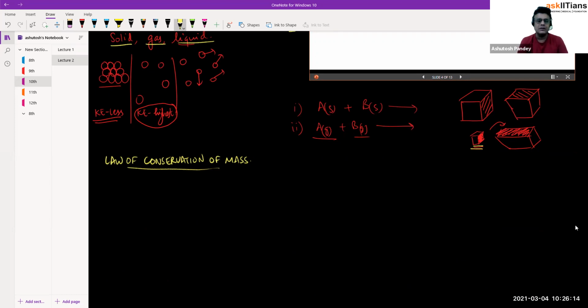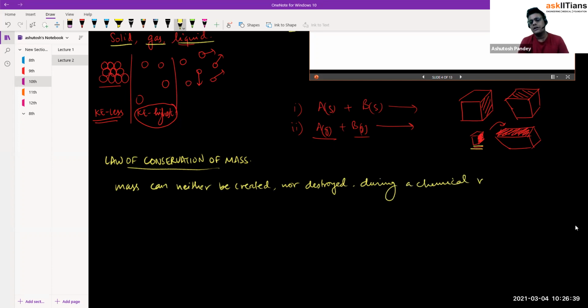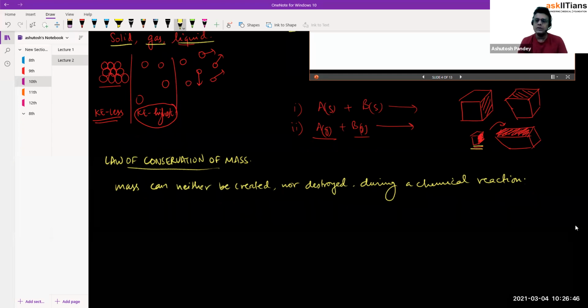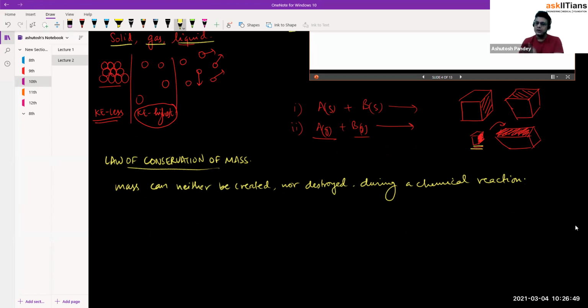What does this mean? Mass can neither be created nor destroyed during a chemical reaction. It means that whatever be the mass of reactants before the reaction will be equal to the mass of products after the reaction.